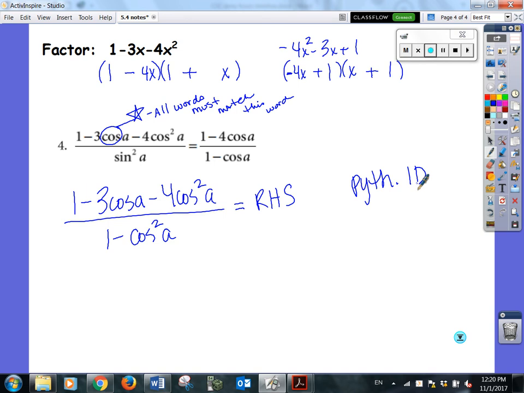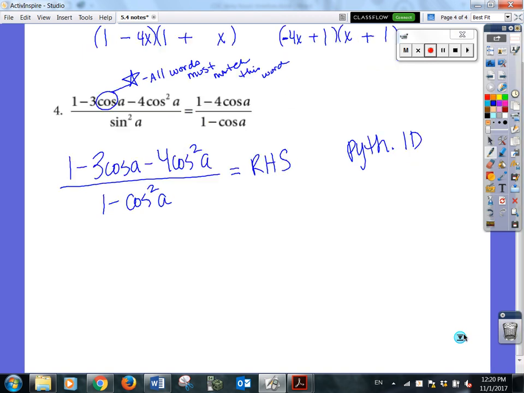If you do two things at once, you have to write two reasons. So if you had chosen to factor the numerator and change the denominator, you would have said factor over here and then Pythagorean ID. If you're going to do two things that are not the same, you have to say everything that you do. But if you factor the numerator and denominator, you don't have to write factor twice.